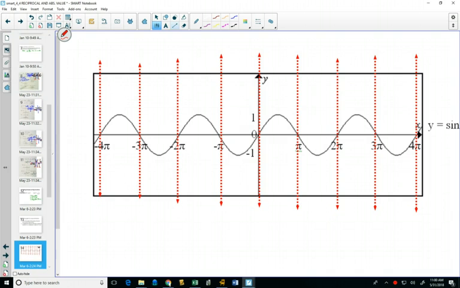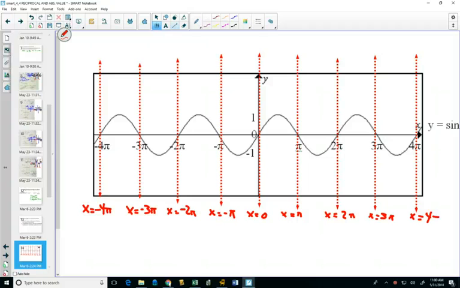And we can label all of these. Since we know the zeros of sine, we can label these: x equals negative 4 pi, x equals negative 3 pi, x equals negative 2 pi, x equals negative pi, x equals 0, pi, 2 pi, 3 pi, and 4 pi.